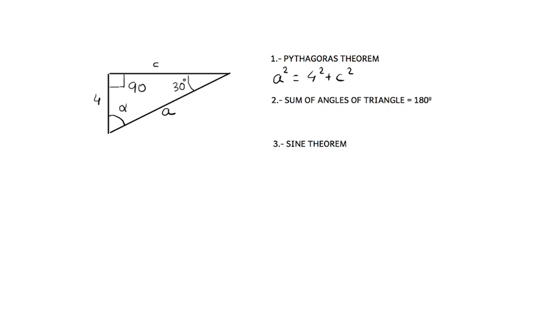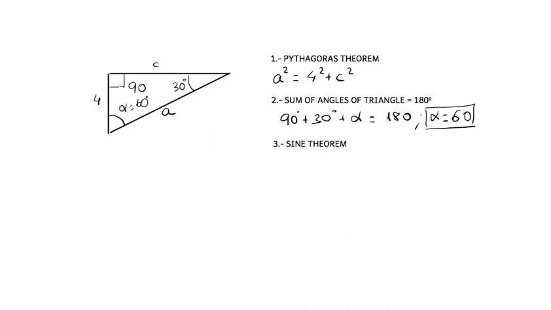From the second law we get that 90 plus 30 plus alpha equals 180. So it means that alpha equals 180 minus 120, so 60 degrees. Right, so we got already alpha 60 degrees. Okay, so we go to the sine theorem.